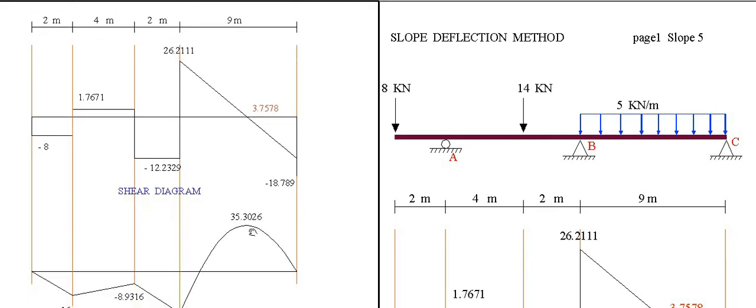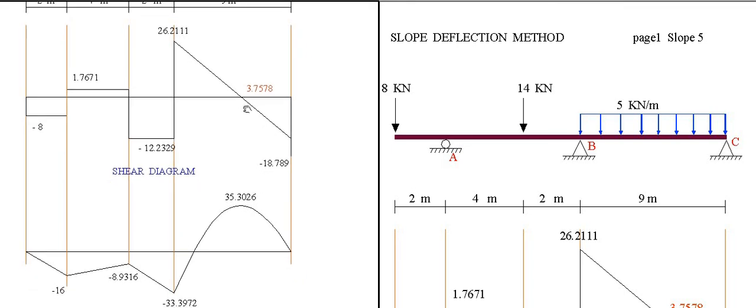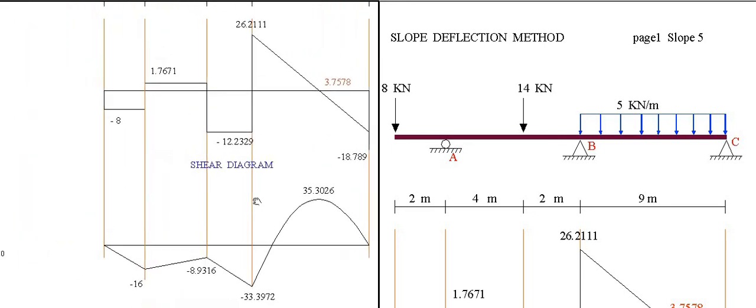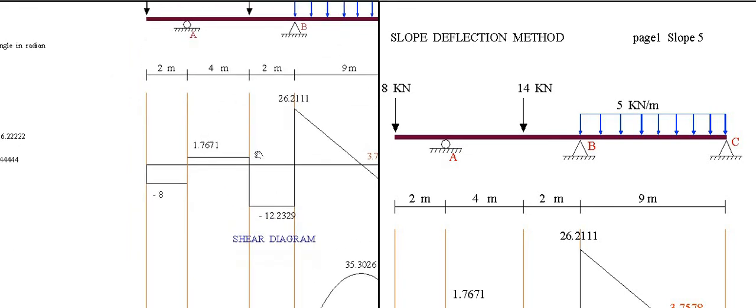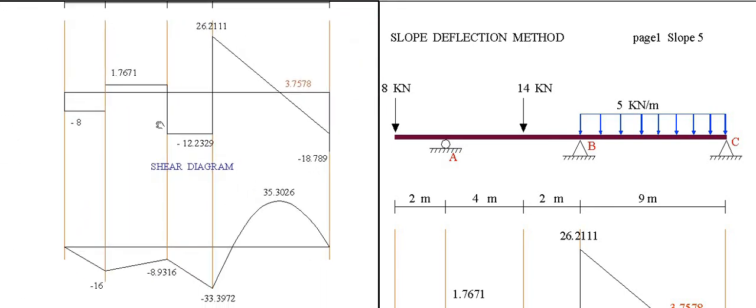Then we can find this maximum moment here by solving for the moment here. It is equal to 1/2 times 3.7578 times 18.789, this value. It is just equal to the area of this triangle. Then the rest of the moment is very easy to compute. And actually this is under the discussion of strength of materials, so I will not go into detail on this diagram.